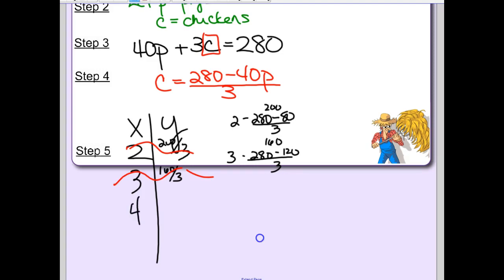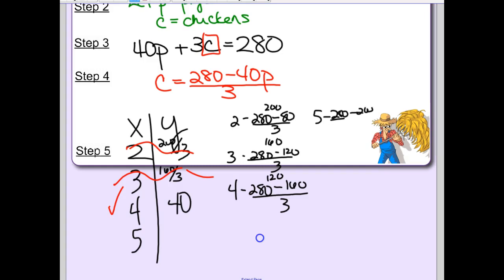Okay, let's try 4. If we plug in a 4, we've got 280 minus 4 times 40 is 160. Ooh, 120. 120 divided by 3. Is 120 divisible by 3? Yep, that's 40. So that's one of our answers. That's one of our whole number solutions. Let's try 5. What happens if we plug in a 5? If we plug in a 5, we've got 280 minus 200 over 3. 80 over 3. Is 80 divisible by 3? Nope. So we are definitely going to reject that answer.